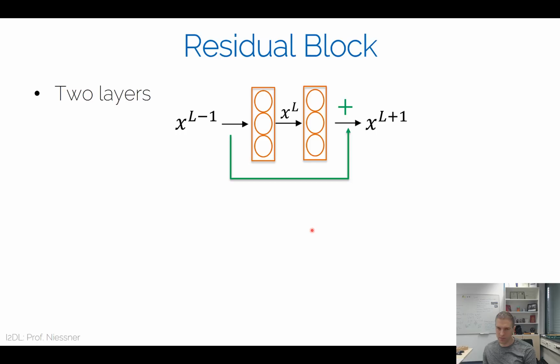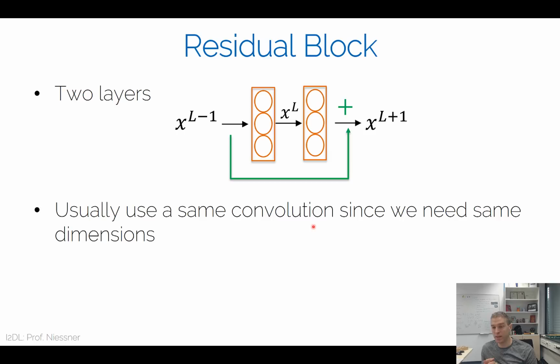Okay, so now this counts for convolutions, and in principle it counts for MLPs in the same way. However, it's very popular in convolutional neural networks. So when I said this is an MLP, in practice people use it for convolutions. Usually we use the same convolution since we want the same dimension. That's important. Otherwise, this addition doesn't work anymore.